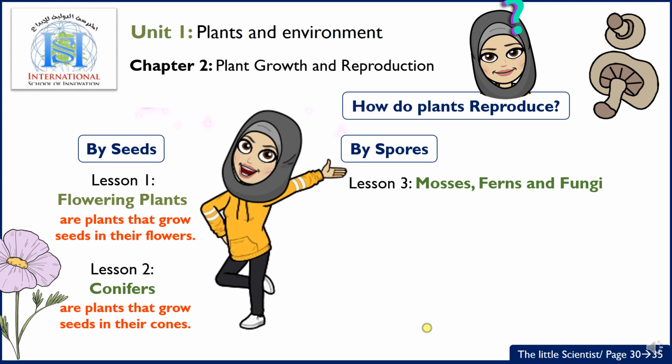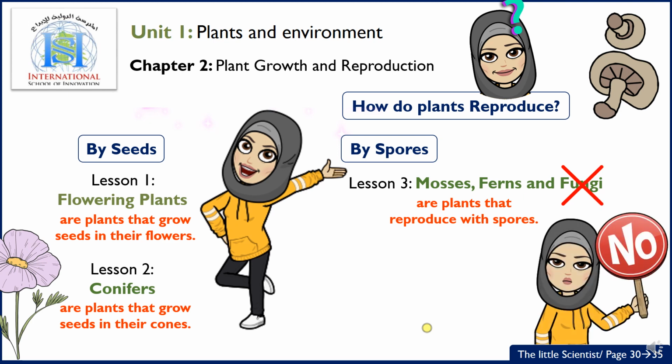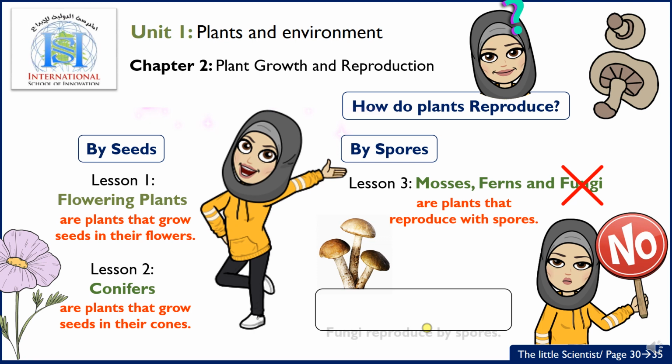So, our lesson for today is about mosses, ferns, and fungi. In this lesson, we will learn how plants reproduce by spores and the characteristics of mosses, ferns, and fungi. As a note, mosses and ferns are plants that reproduce by spores. Also, fungi reproduce by spores, but keep in mind, fungi are not a plant.